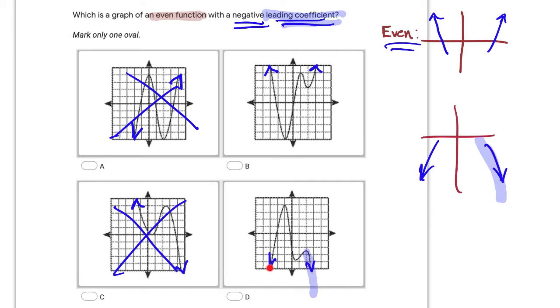The other side has to follow along because it is an even function. And so clearly at this point we know it is D. B up here would be a positive lead coefficient. It'd still be even. It'd be a positive lead coefficient because the right-hand side goes up first.